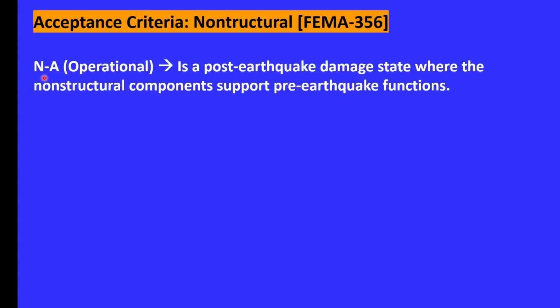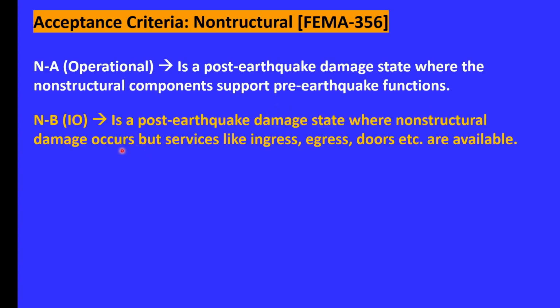So NA we have discussed. This is the first non-structural performance level, operational. It is a post-earthquake damage state where the non-structural components support pre-earthquake functions. So functionality is not lost. It remains operational. NB means immediate occupancy performance level for non-structure.